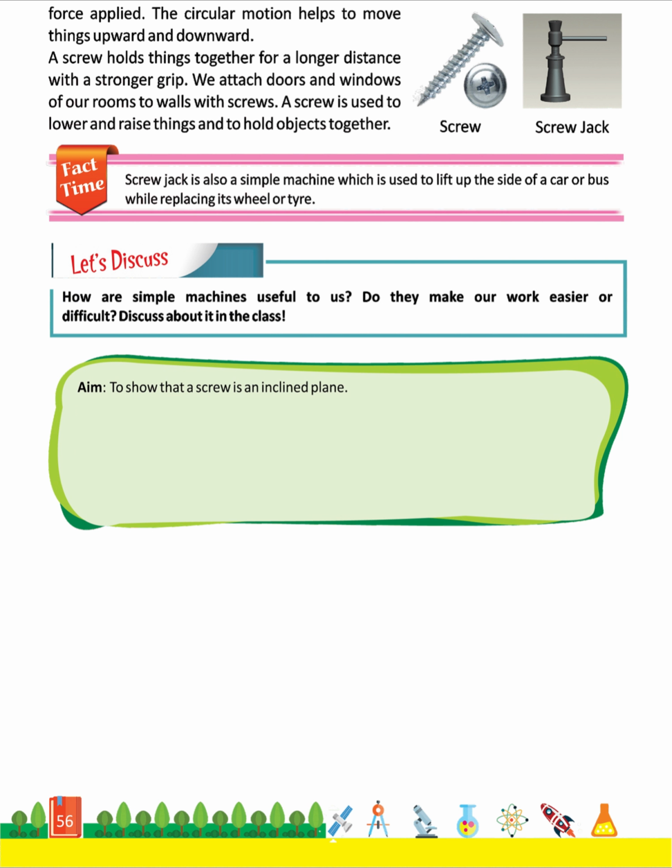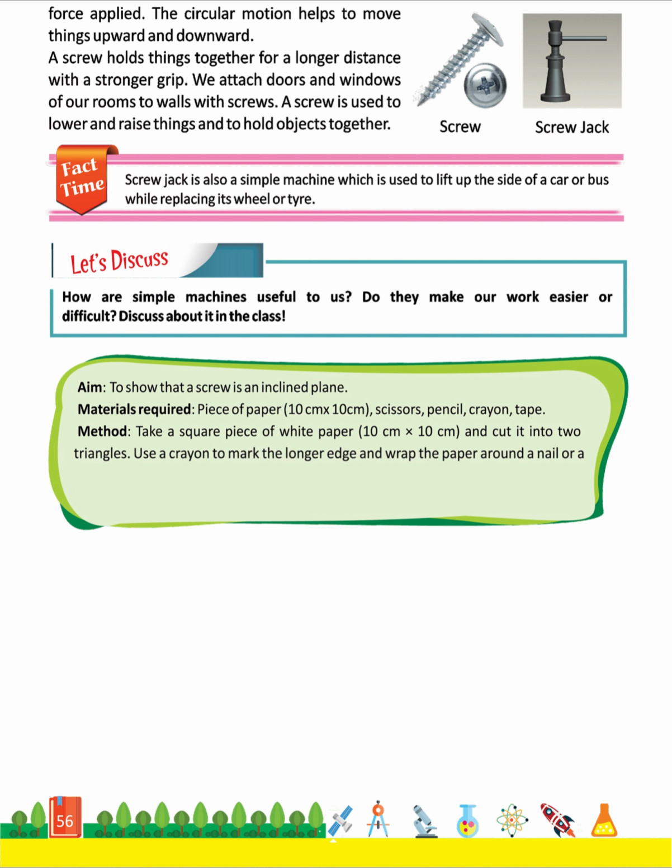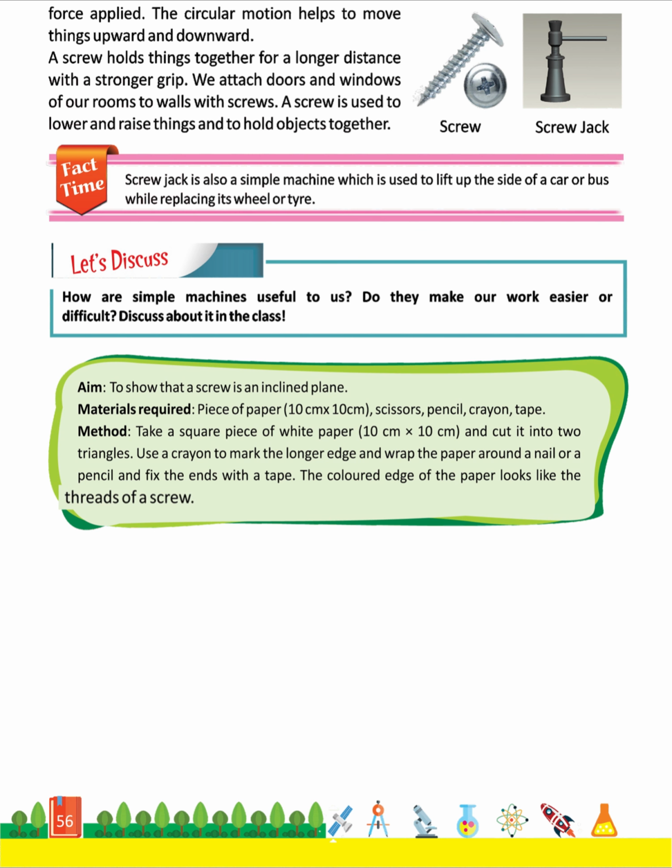Aim. To show that a screw is an inclined plane. Materials required. Piece of paper 10 cm into 10 cm, scissors, pencil, crayon, tape. Method. Take a square piece of white paper 10 cm into 10 cm and cut it into two triangles. Use a crayon to mark the longer edge and wrap the paper around a nail or a pencil and fix the ends with the tape. The colored edge of the paper looks like the threads of a screw.